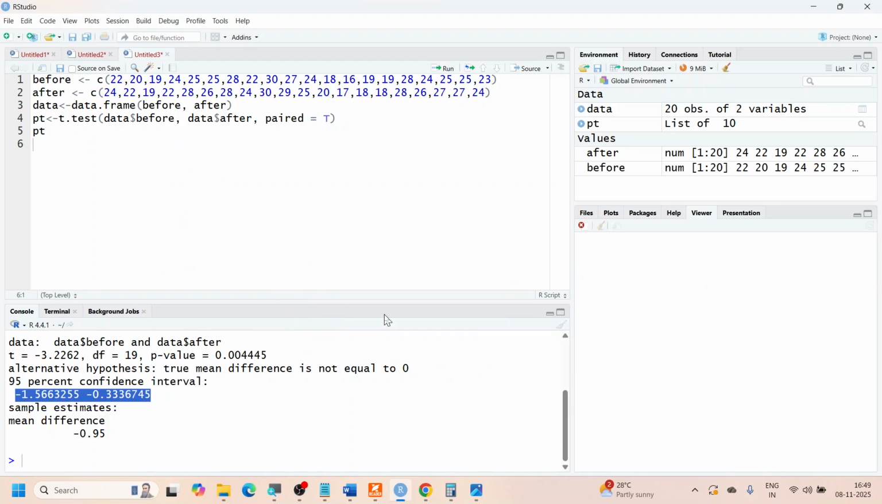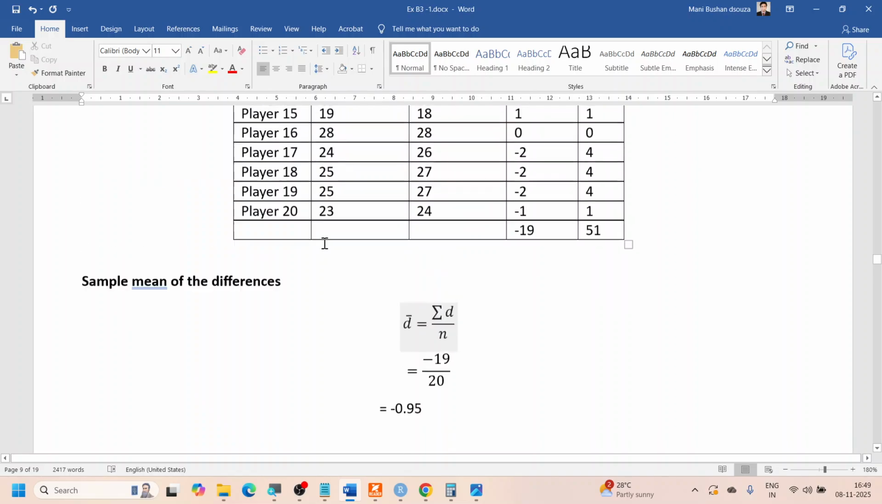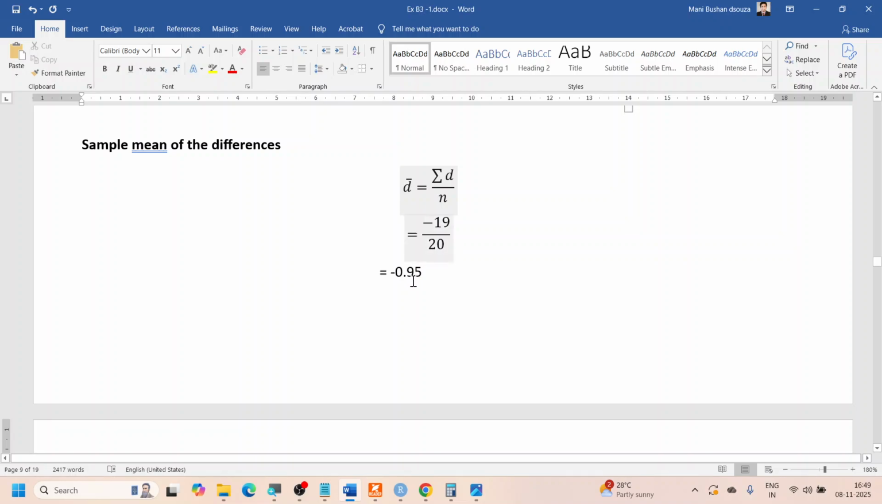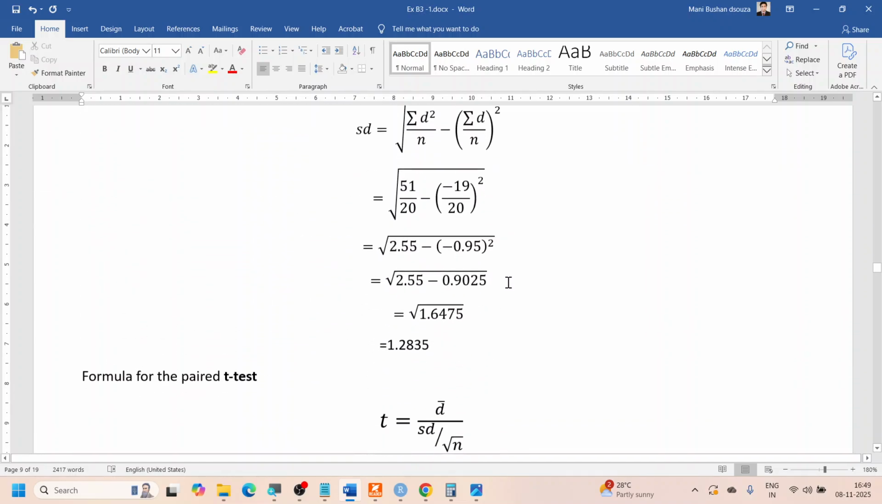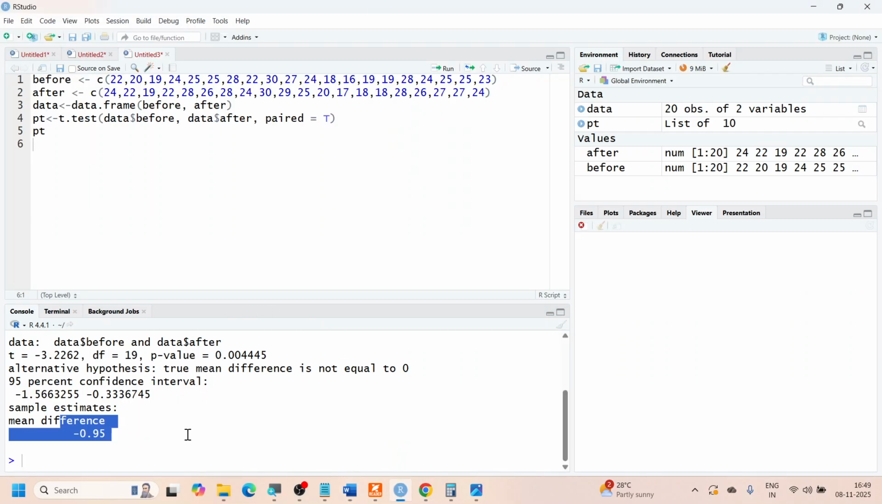null hypothesis. And the last value, you know very well, is the mean difference, which we have already calculated. The first thing that we did was calculate the mean difference, so that's the mean difference it is going to give. Now our answer is not complete. We have to say whether we are rejecting the training or not.